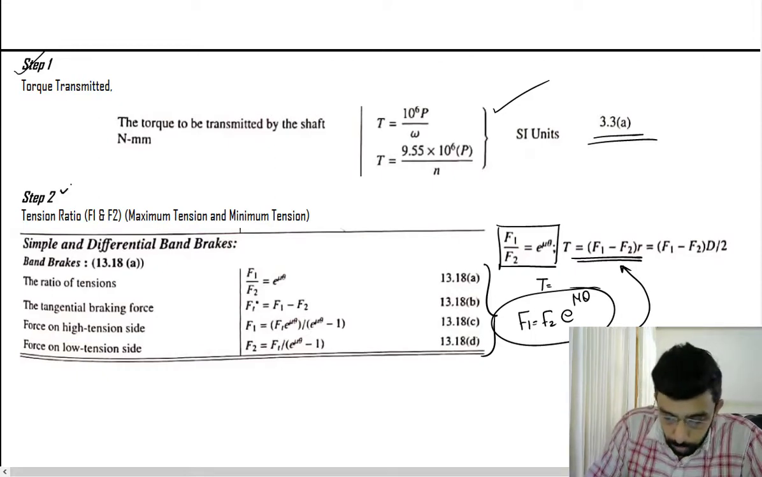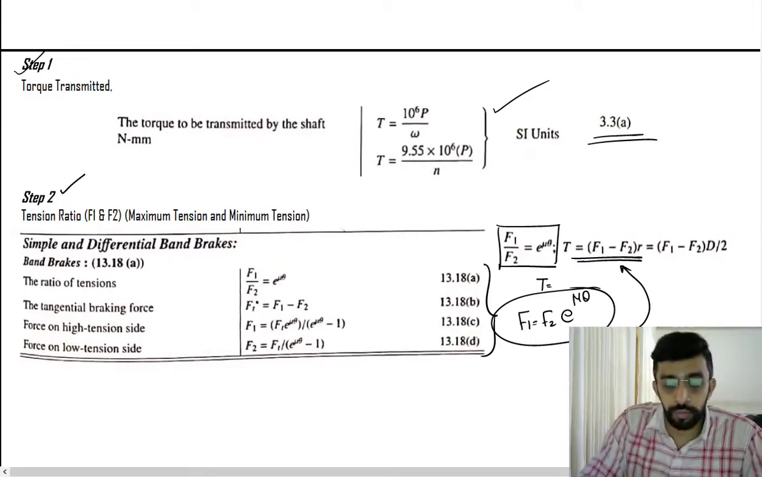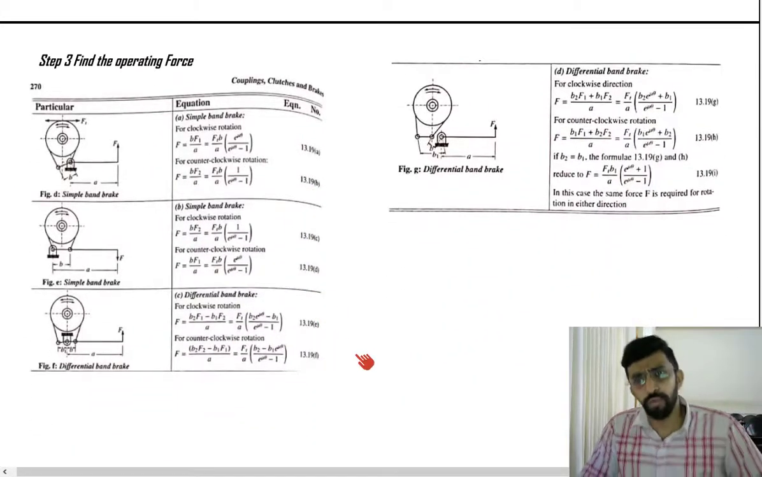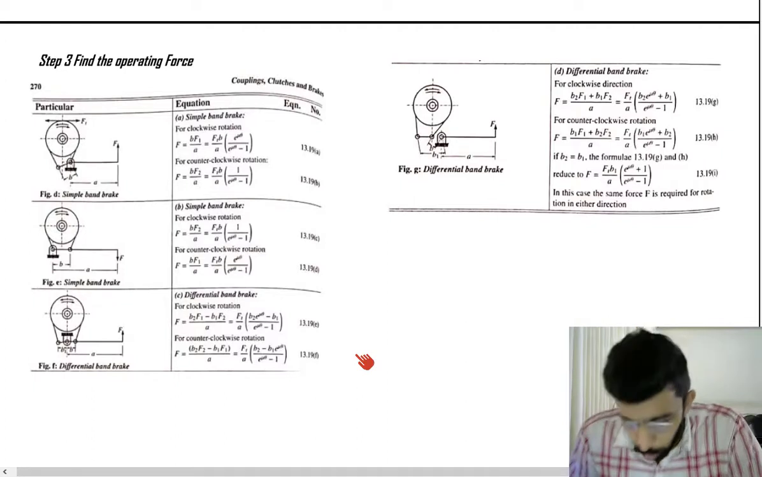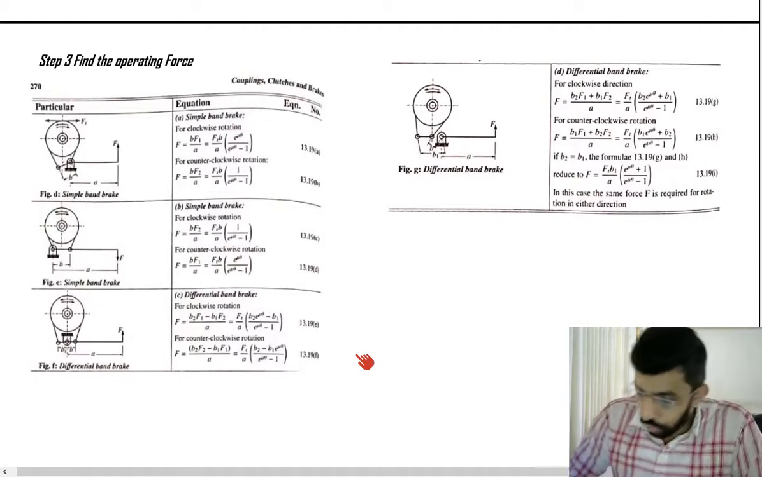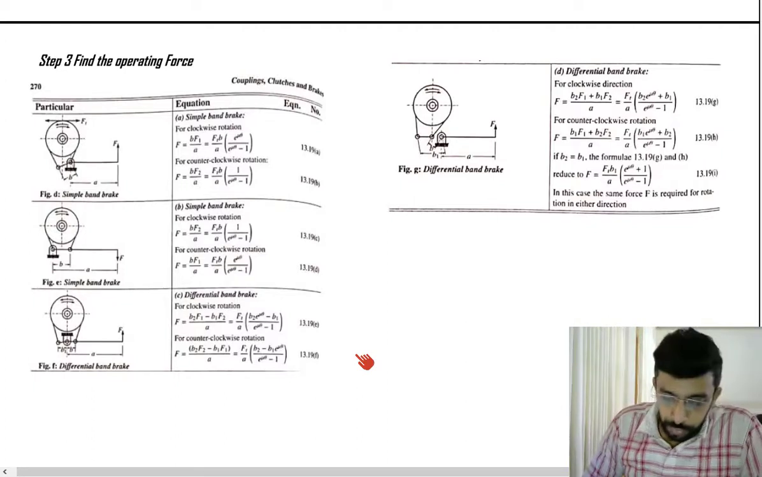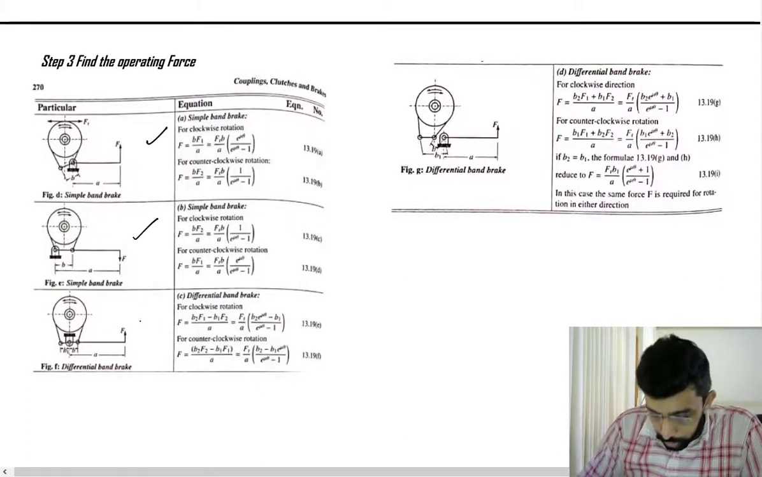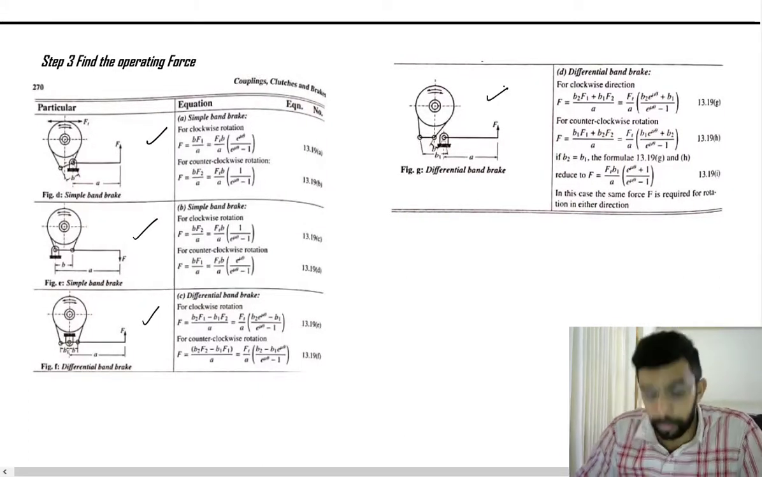So in step number 2, you are supposed to find out the value of the tensions F1 and F2. And now you have to find out the operating force. You have a series of figures in the data handbook. So this is a simple band brake. This is a simple band brake. This is a differential one. This is also a differential one.